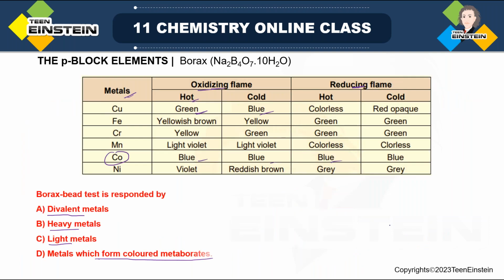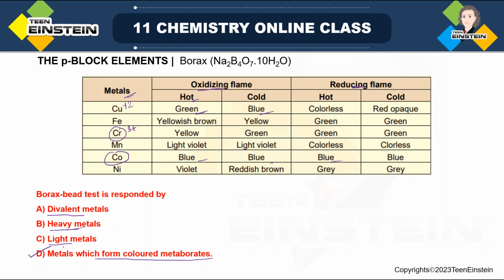It is not that you must use a divalent metal or trivalent metal, because when it is chromium, it will be trivalent, and when it is copper, it is divalent. So it is not dependent on the oxidation state. And it also has nothing to do with heavy metals or light metals. These metals, as you can see here, we cannot say are heavy metals, right? The only necessary condition is that there should be some color formation, and the color is because of different types of metaborate salts of metal ions. So that is why the last option will be the correct option.